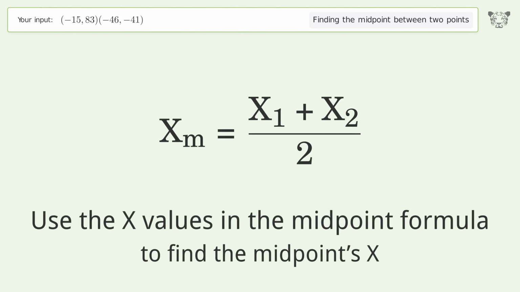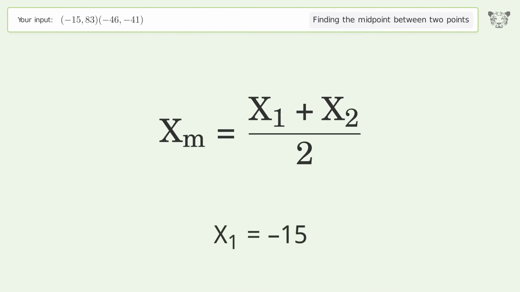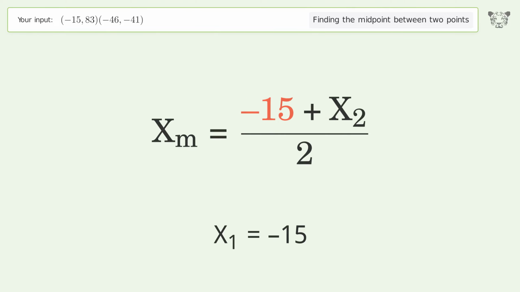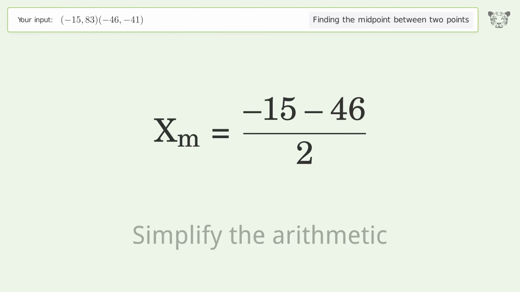Use the x values in the midpoint formula to find the midpoints x. x1 equals -15. x2 equals -46. Simplify the arithmetic.